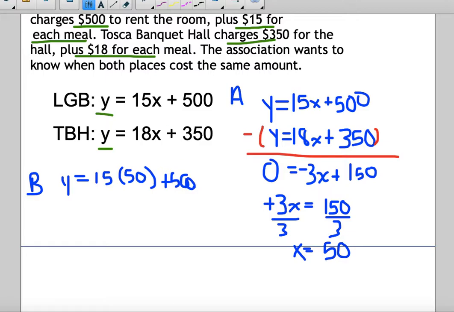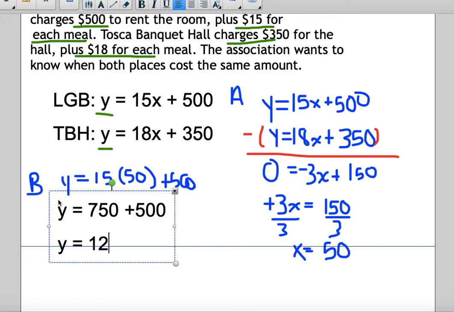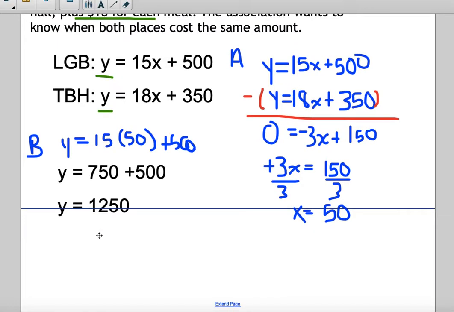Oops, that's 500. I'm going to use this because it's a little quicker and a little neater. So 15 times 50 is 750. We're going to add 500 to that, and we're going to get y equals 1,250. So that's our part B.